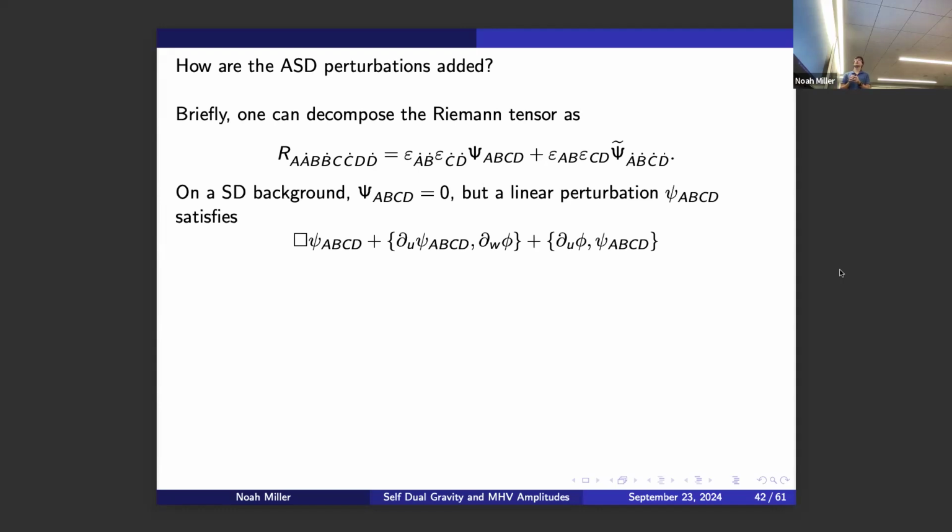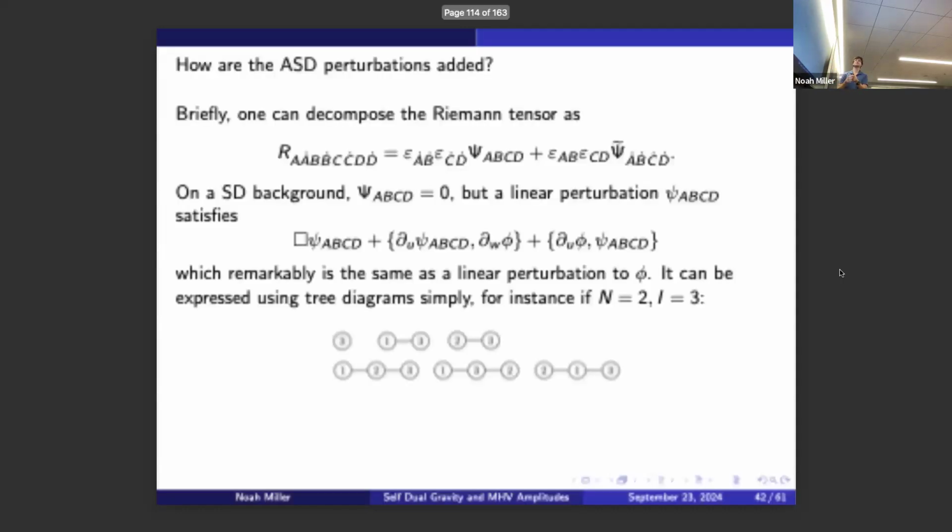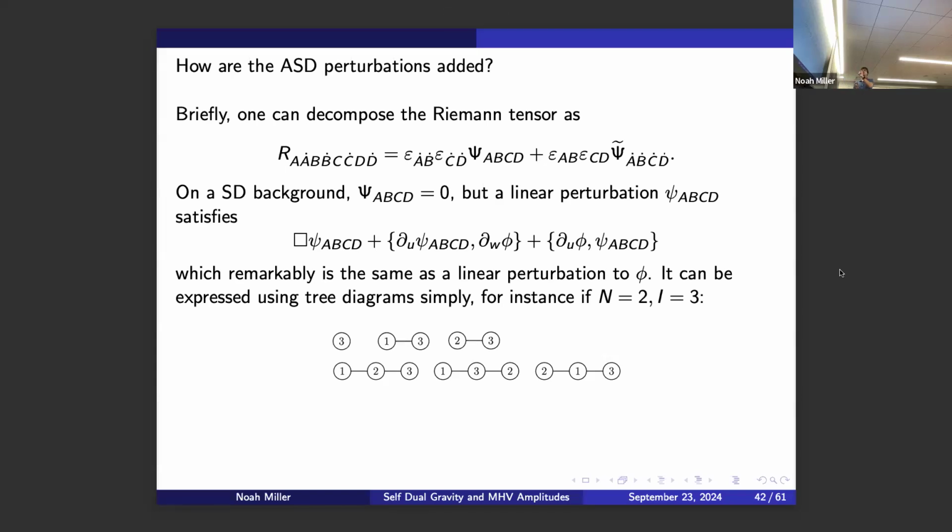Oh, that should say equals 0. So this equation that the anti-self-dual part of the Riemann tensor satisfies is actually just a linear perturbation of the Plebanski equation. So remarkably it is the same as a linear perturbation to phi, and therefore you can express it using diagrams. Let's say you had two positive helicity gravitons, and you wanted to add in a single negative helicity graviton, you wanted to solve for psi ABCD, you just add in all of the diagrams with a third thing added. So it's just all the diagrams with a 3 in them, and that's how you can solve for this. So I'm just saying there's a diagrammatic way to solve for anti-self-dual perturbations too.